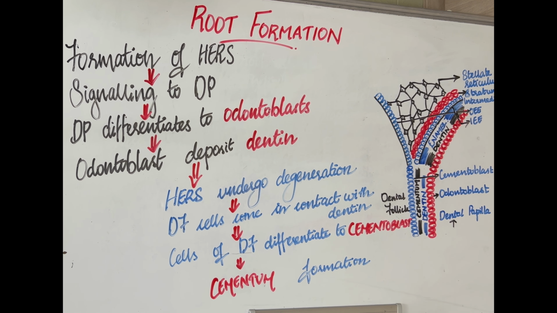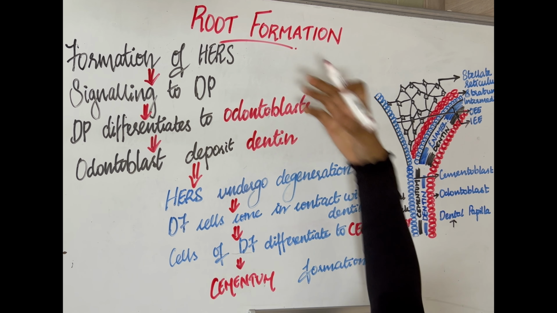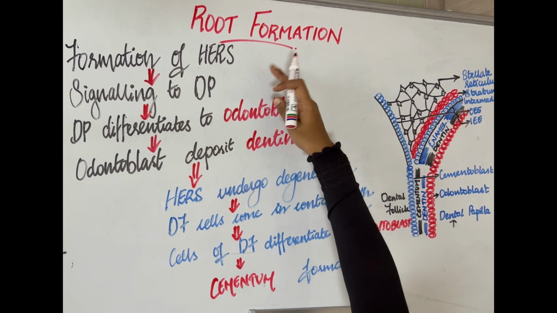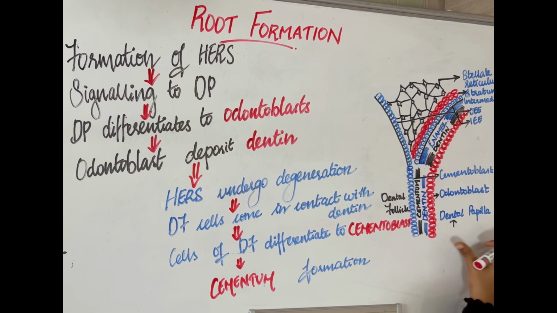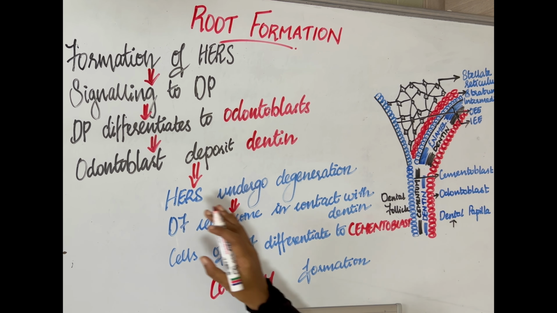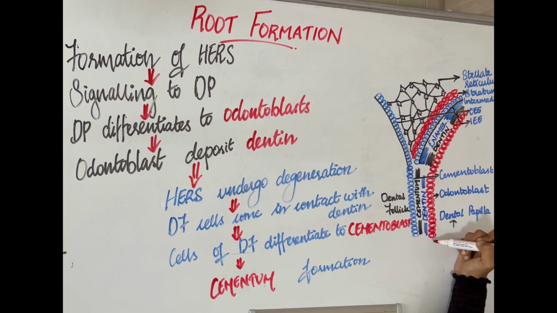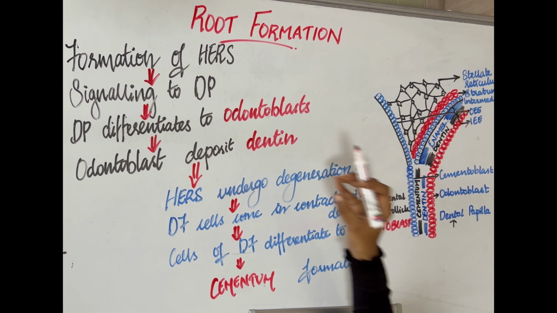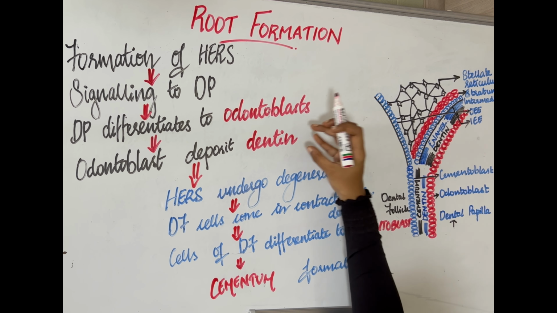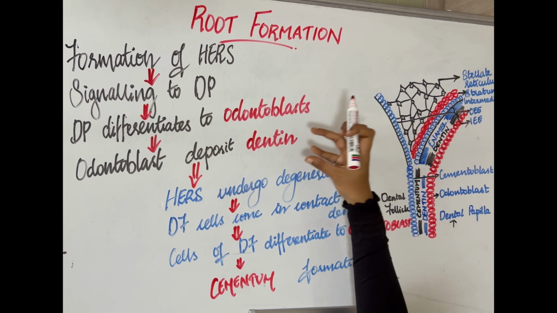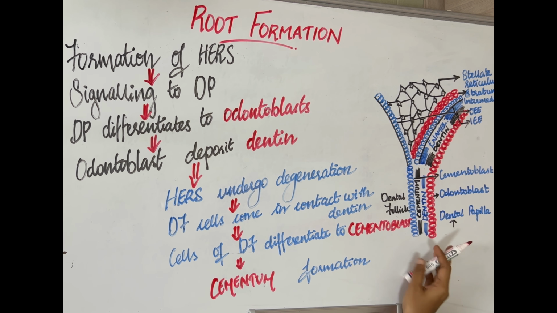Now as a flow chart I have shown how dentin and cementum formation is taking place. So saying it again, as Hertwig's epithelial root sheath is formed, it will signal the dental papilla on this side, and the dental papilla cells will differentiate to form odontoblast cells, and the odontoblast cells will deposit dentin. And once dentin formation has occurred, the main function of Hertwig's epithelial root sheath is over, and these cells will undergo degeneration.